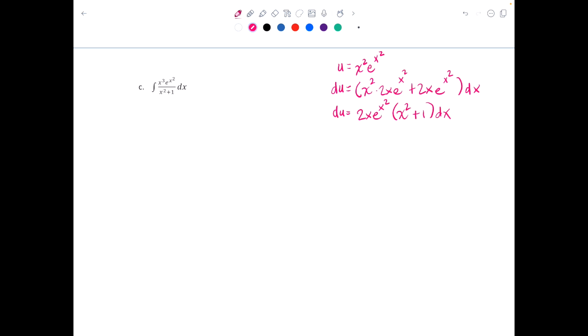Okay, so now, here we go. Our dv has to be what's left, right? So how many factors of x do we have left? Oh, and also, this is super important. I have a typo. This should have been squared, the denominator. So dv is going to be x times x squared plus 1 to the negative 2 dx. So we need a 2, right? So we'll have to multiply by a half, and then we integrate, and let's see what shakes out.